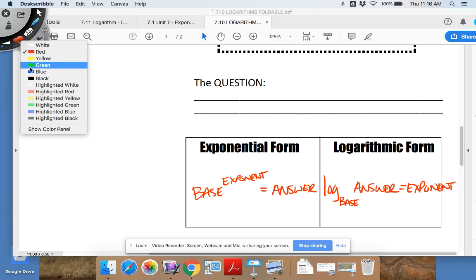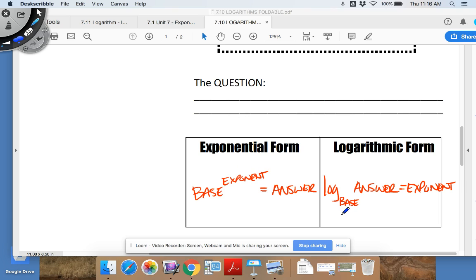So the way you can kind of remember this is the base is in the basement, down low. The answer starts with A, goes next to B. Exponent starts with an E, like equals, so the E's stay together. It's a little bit confusing the first time you've ever seen that.